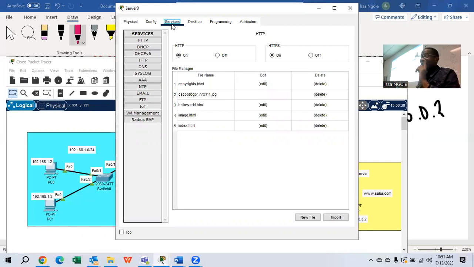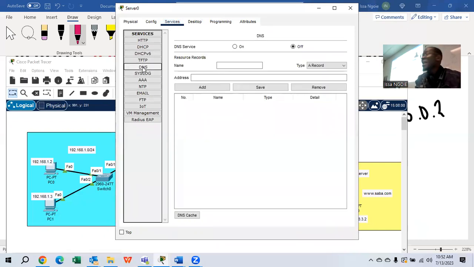When you have a problem linked to websites, you must check one of the services that we call DNS, domain name system. So you're going to go to DNS from your server. Your DNS must be on. Put your DNS on. Is it on?